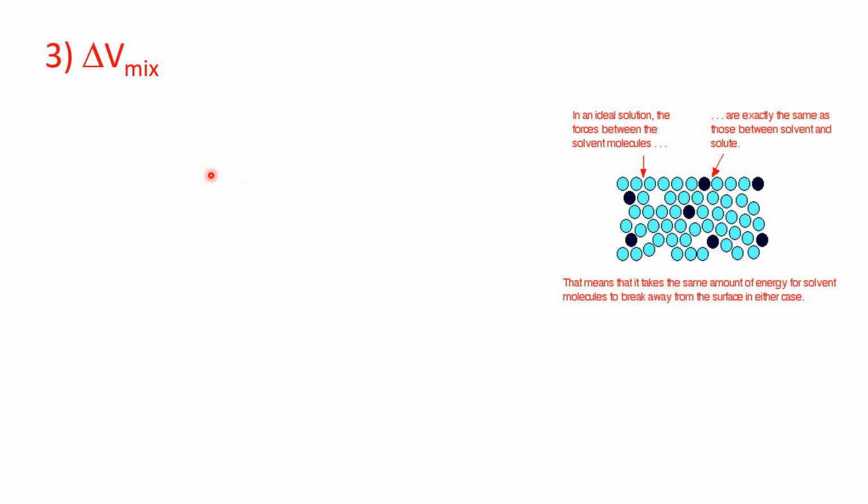Now, next one, delta V mixing. Is there any volume change during mixing? For ideal solution, there is no volume change, right? Because once again the same, everything you have to explain from the introduction, because of the same intermolecular force of attraction between solvent-solvent molecules and solute-solvent molecules. So, the solute molecules will be in the same place of the solvent molecules after replacing them. So, there is no change of the volume.